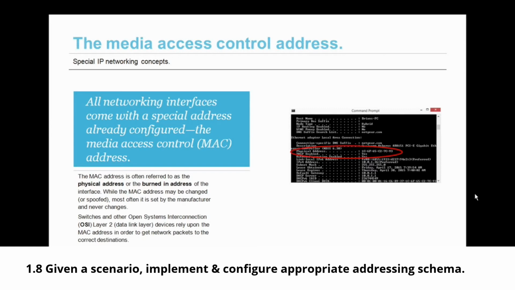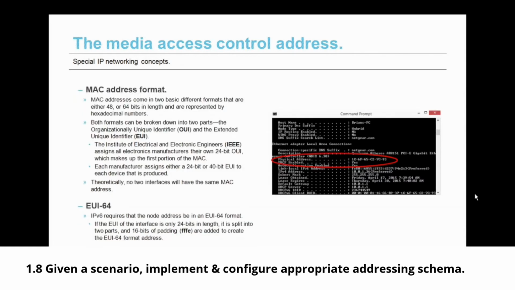Now, switches and other OSI Layer 2 devices rely upon that MAC address in order to get network packets to their correct destinations. The MAC address has a specific format. Actually, it has two specific formats. One is 48 bits in length and the other is 64 bits in length, and both of them are represented by hexadecimal numbers. Both formats can be broken down into two parts: the Organizationally Unique Identifier, or OUI, and the Extended Unique Identifier, the EUI.